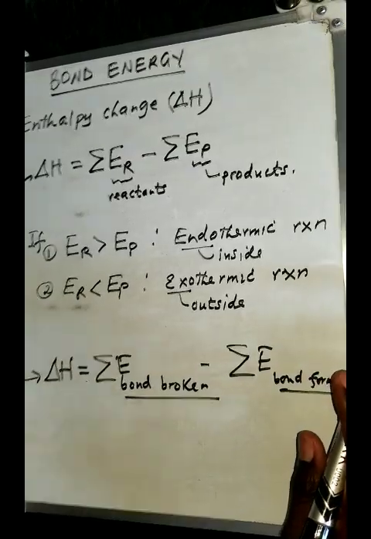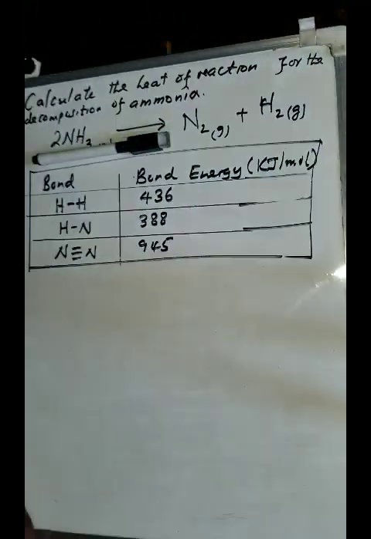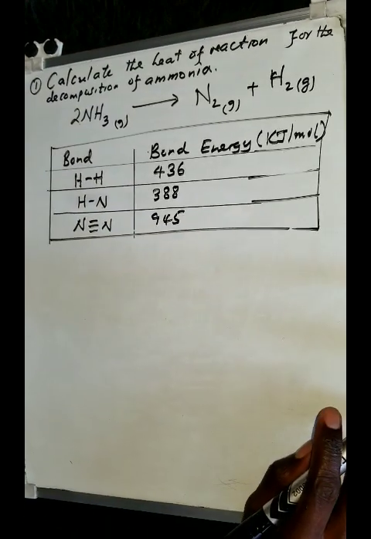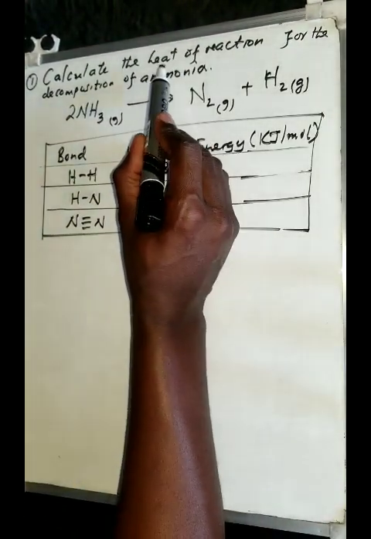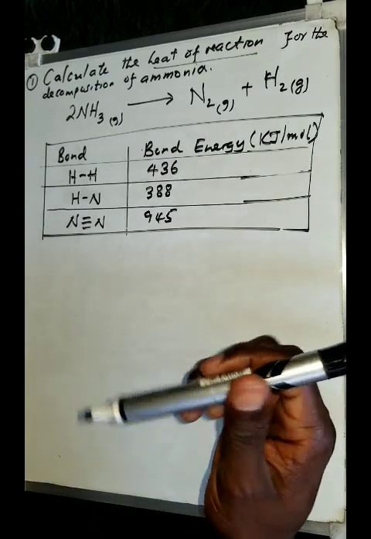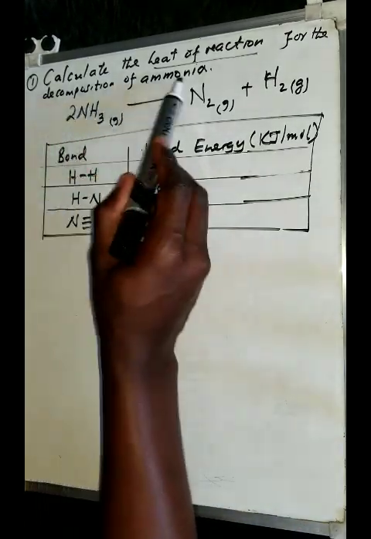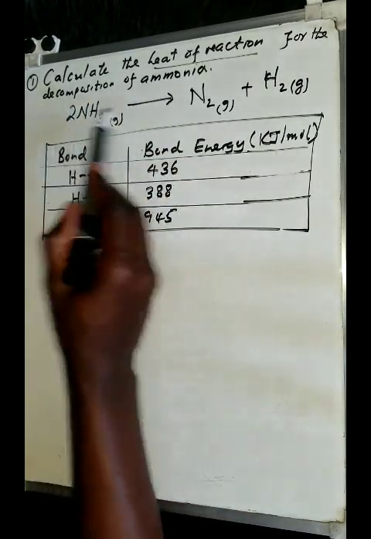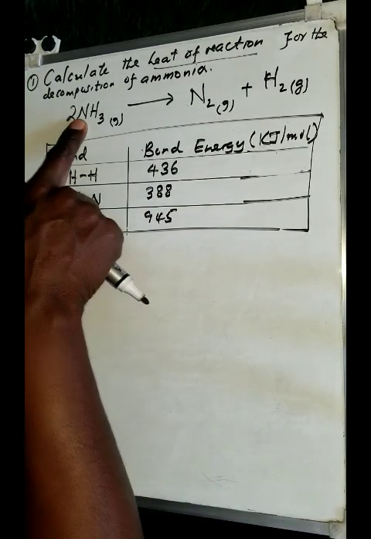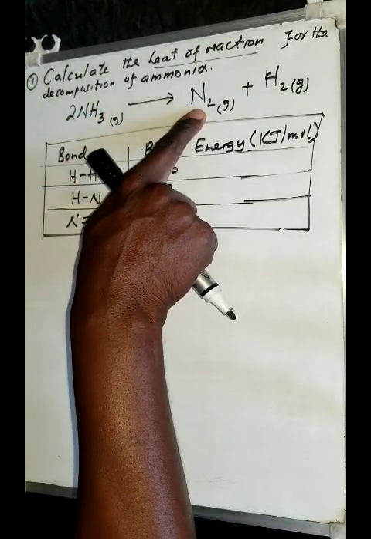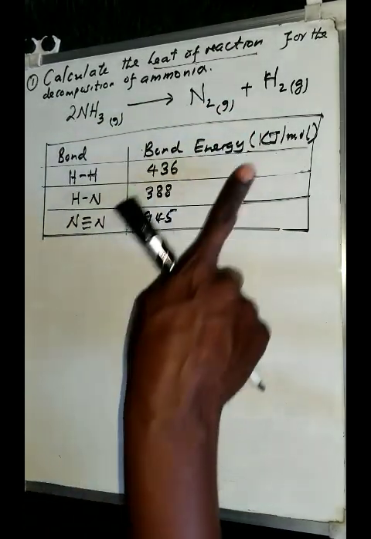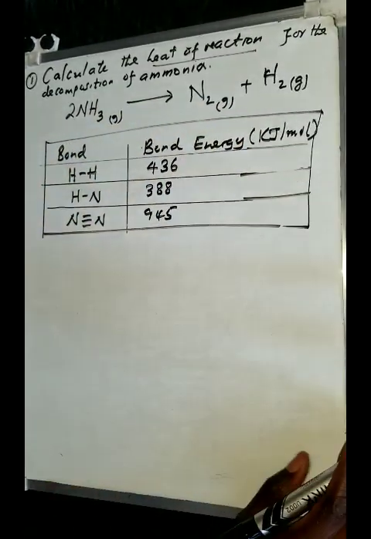Well, let's look at some examples with that in mind. The first question I have says calculate the heat of reaction, or the enthalpy change, for the decomposition of ammonia. So when ammonia decomposes, it produces nitrogen and also hydrogen. So they have given you the bond energies that are there.